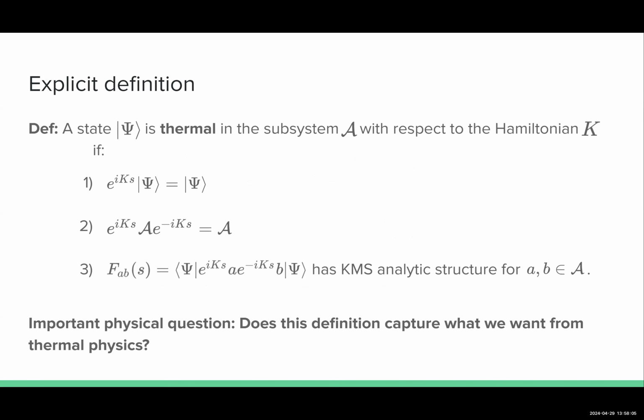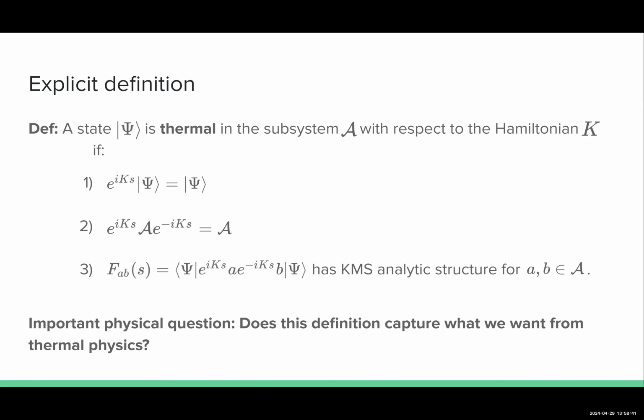But let's say our definition, we're going to declare. And before you even look at the definition, you should think in your head, the typical example is going to be Minkowski vacuum, Rindler wedge, boosts, because that's the Unruh effect. So a state is thermal in a subsystem with respect to a given Hamiltonian if the time evolution corresponding to this Hamiltonian preserves the state, if it preserves the operators in the subsystem, something that starts in the subsystem ends up in the subsystem, and if the time evolved correlation functions for A and B operators in the subsystem have this nice analytic structure we talked about before.